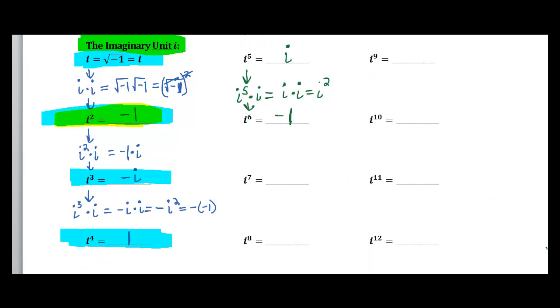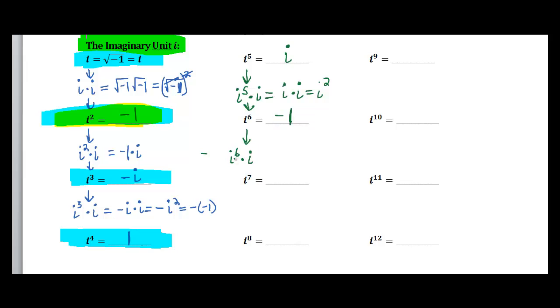Let's go to i to the seventh. And some of you may notice a pattern. When I did i to the first power, I got i. When I did i to the fifth, I got i. For i squared, I got negative 1, and when I did i to the sixth, I got negative 1. Some of you may guess that this is going to be negative i, but let's see if that is in fact going to be true.